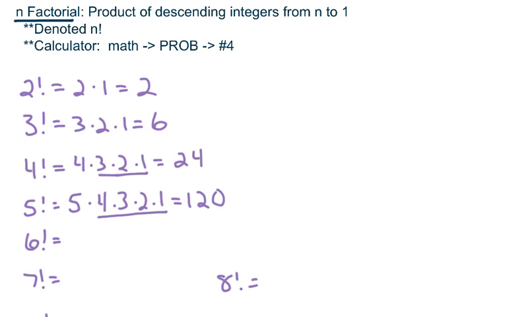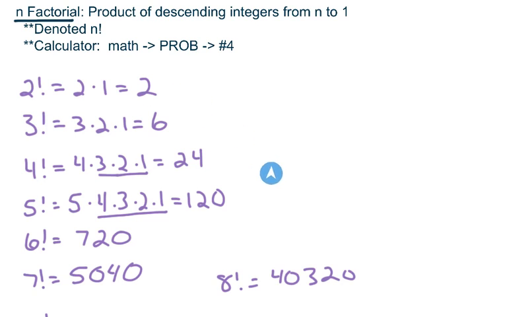You can see that factorial gets very large, and I mean very large, very fast. 6 factorial, if you wanted to write it out, is going to be 120 times 6, which is 720. 7 factorial, this is in the calculator, is 5,040. And then 8 factorial, if you wanted to go that high, is 40,320. So you can see we go from 2 to 6 to 24 to 120 to 720 to 5,040 to 40,320 extremely fast. This is not necessarily something you're going to calculate by hand.